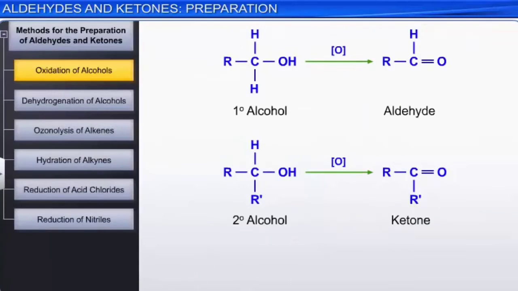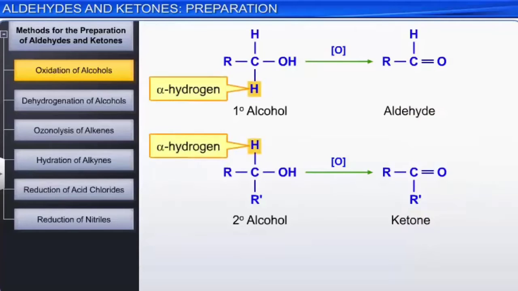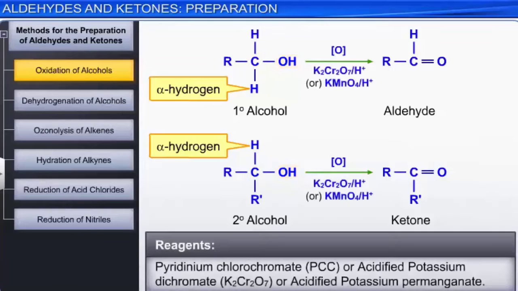Let us begin our discussion with the preparation of carbonyl compounds from alcohols. You have already learned that primary and secondary alcohols yield aldehydes and ketones on oxidation. The process of oxidation of alcohols involves the loss of alpha hydrogen, that is, the hydrogen atom attached to the carbon bearing the OH group, in the presence of reagents such as pyridinium chlorochromate, PCC, or acidified potassium dichromate, or acidified potassium permanganate.